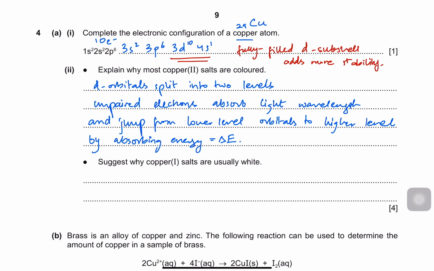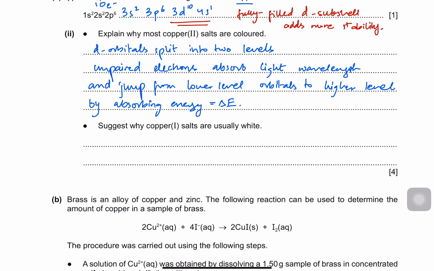So we have this one electron. Copper 2 salts are colored. So copper 2 salts basically mean that they have unpaired electrons over here. That should be it.